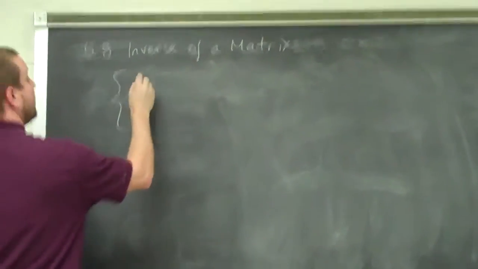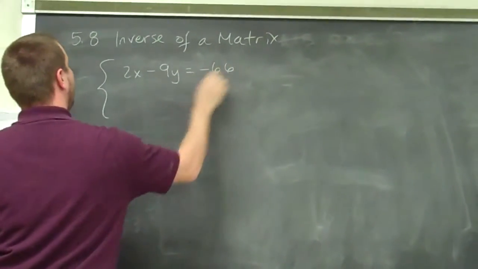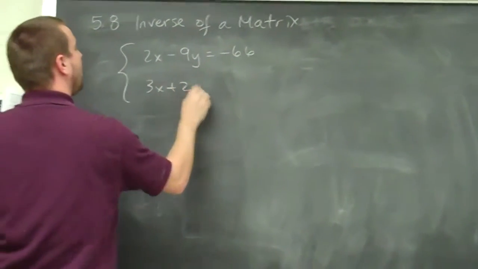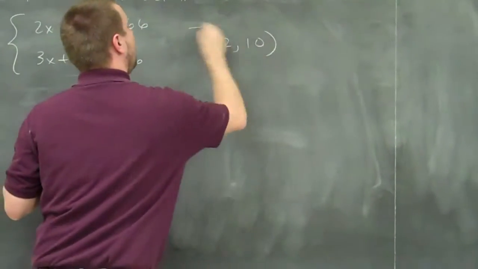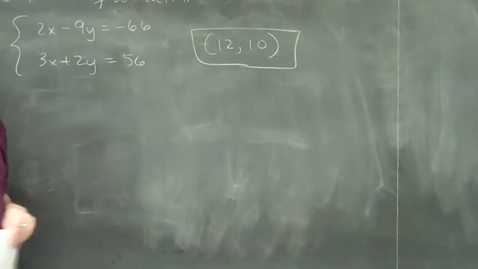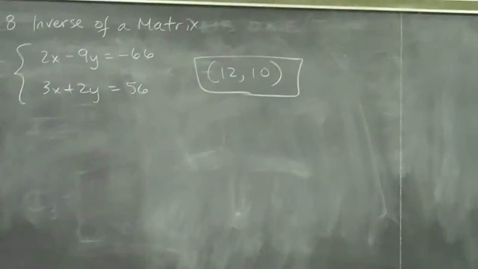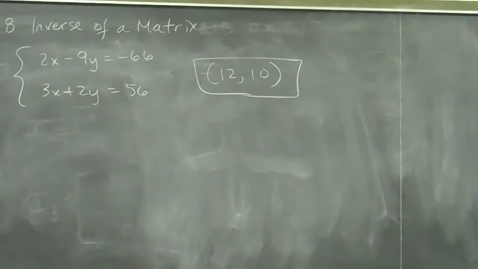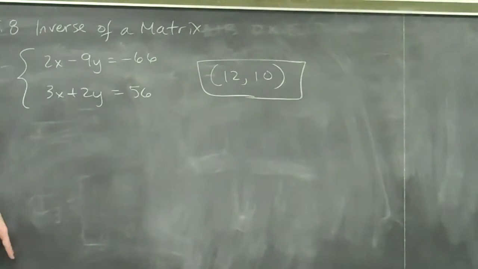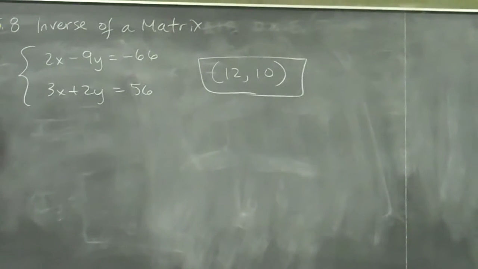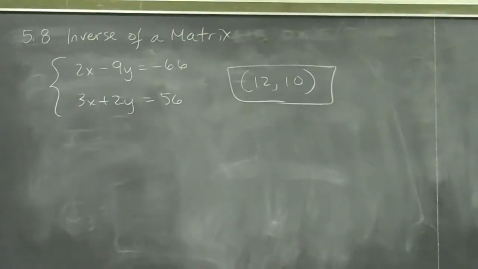And we said that if we were solving this guy, we decided that the solution to that system was (12, 10). That's the point where those two lines intersect and all that stuff, right? And before we did augmented matrices and RREF and all that, do you remember we wrote a matrix equation? We had a coefficient matrix, didn't we?